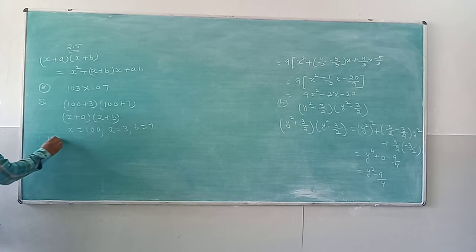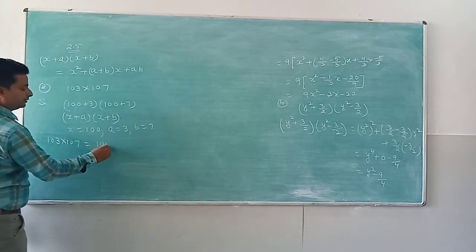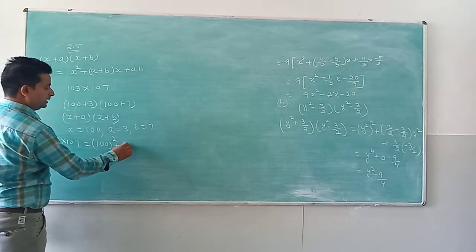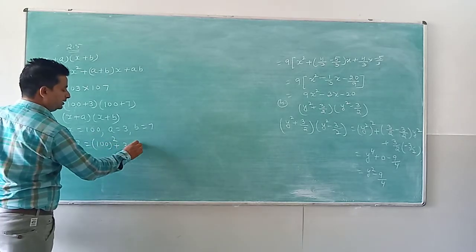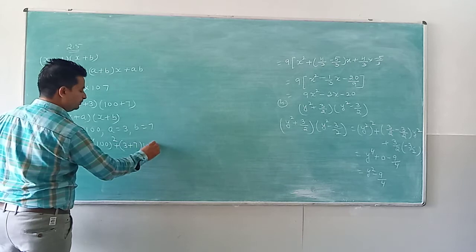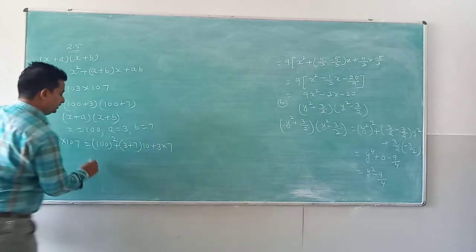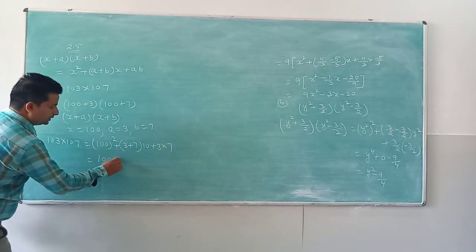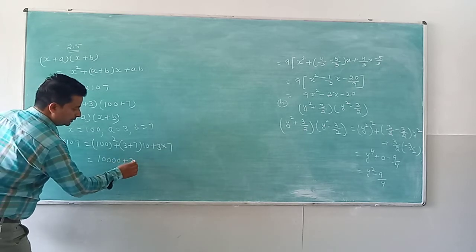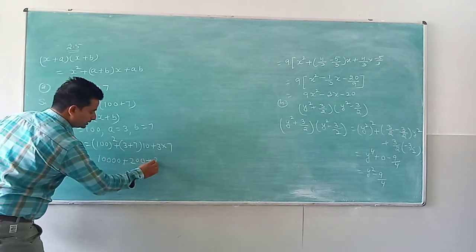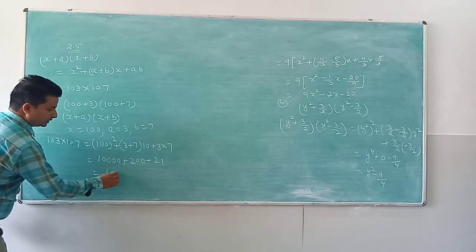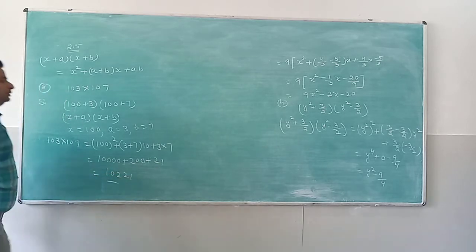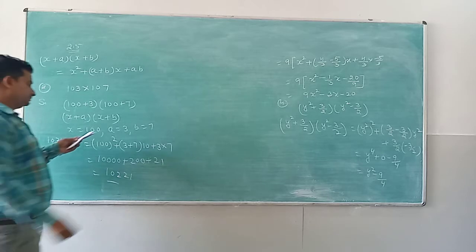So this is 103 into 107. This is x² + (a + b)x + ab. This is 10,000 plus 200 plus 21. This becomes 10,221. This is the product.